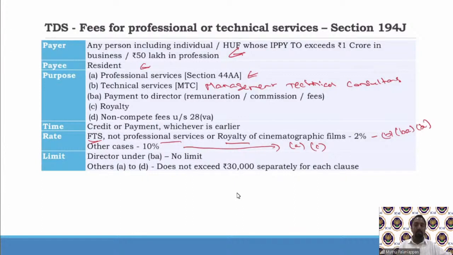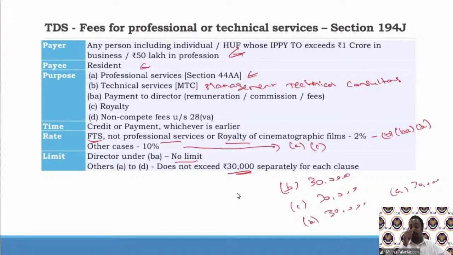As far as the limit goes, for director, there is no limit. That is, from rupee 1, tax is deductible for director fees. For everything else, it is 30,000 in a year. 30,000 in a year for each clause, which means for professional services under clause B, it is 30,000. For clause C, it is 30,000. For clause D, it is 30,000. For clause A, it is 30,000. So for each clause, it is 30,000.